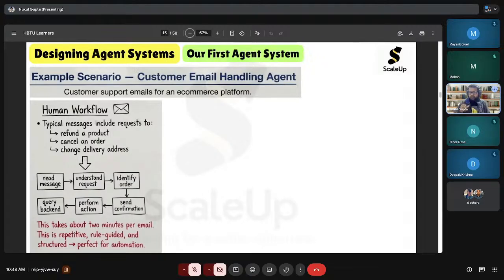Now this takes about 2 minutes per email because human effort is involved. And if we look at this task, it is repetitive in nature, because there are only three main goals we are trying to accomplish: either refund a product, cancel an order, or change the delivery address.